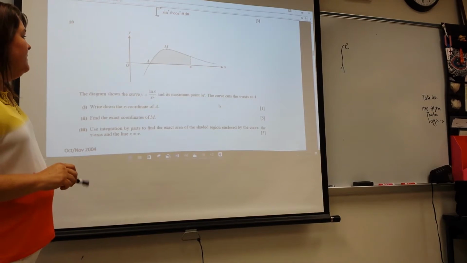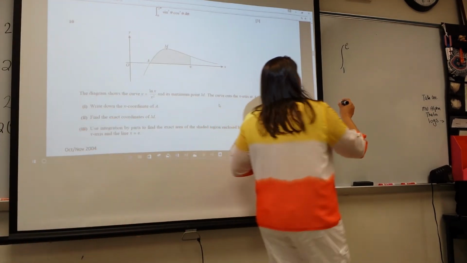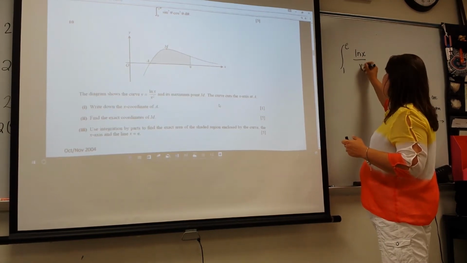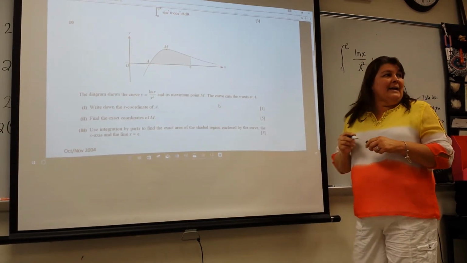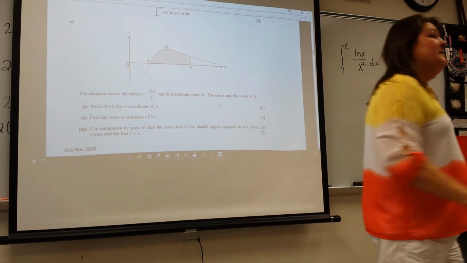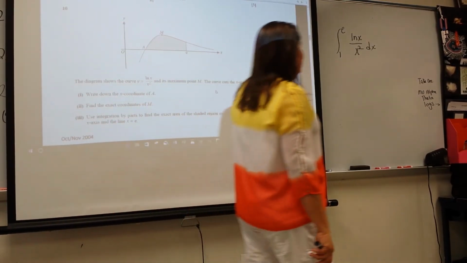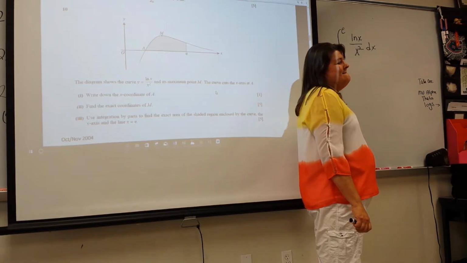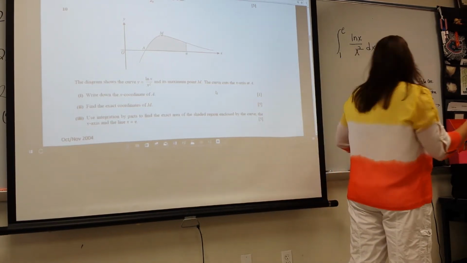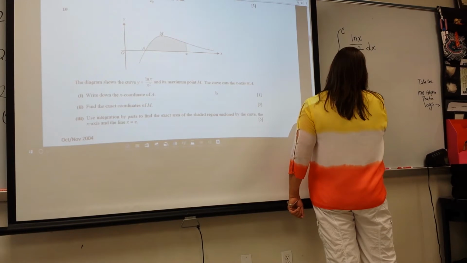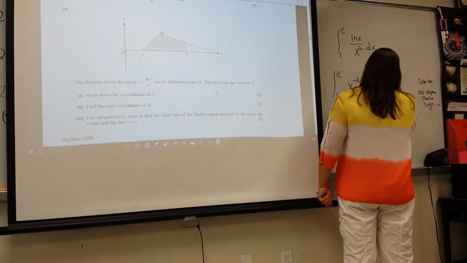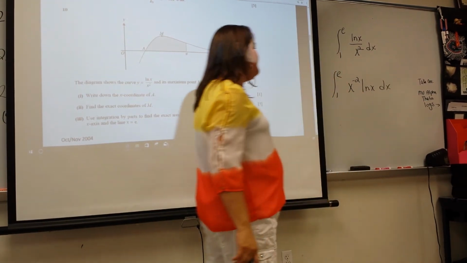Okay, and then it says integration by parts. So I have the ln of x over x squared, and I'm going to put a dx attached to it. I would rewrite it to look like that.